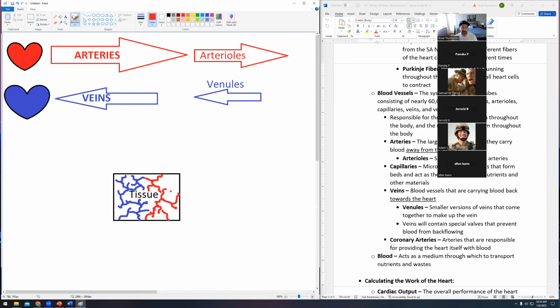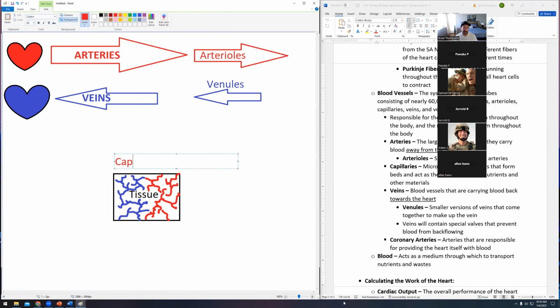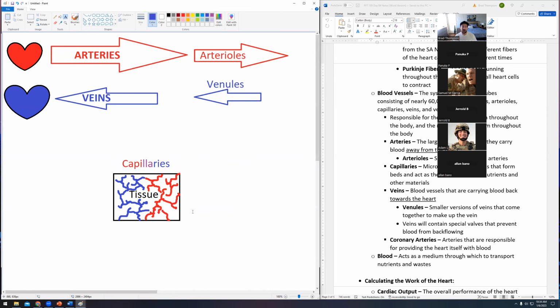So that's what we're going to see in what we call a capillary bed. We kind of draw it like this, and capillaries look something like this. We'll say capillaries, and then we'll have blue here. So that's what your capillaries are. Are they deoxygenated? Are they oxygenated? Yes. They're really the exchange site of all of these nutrients.